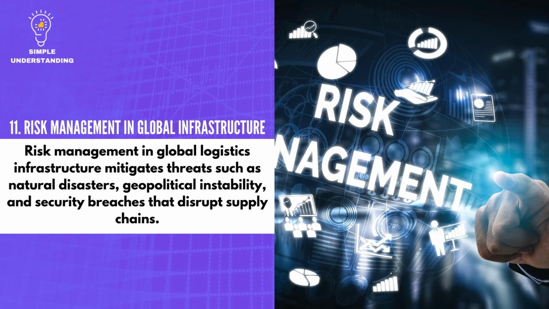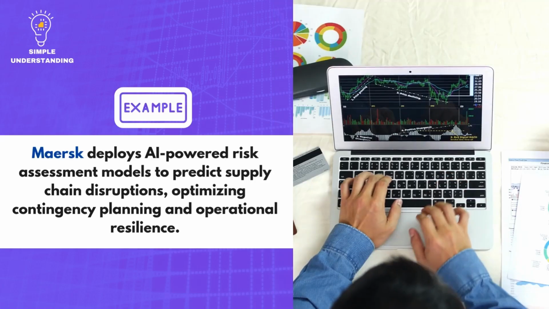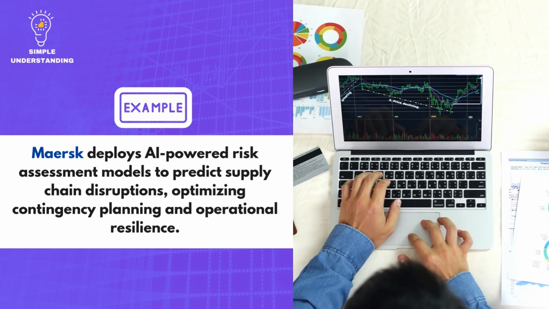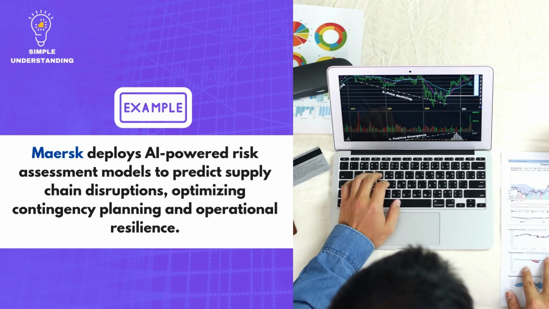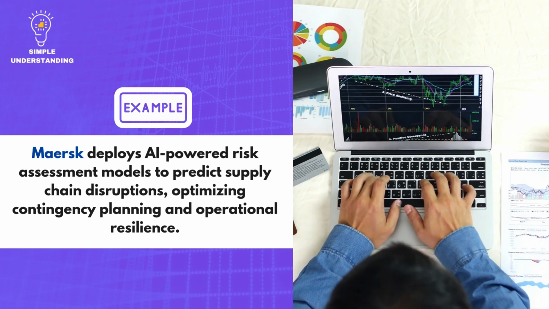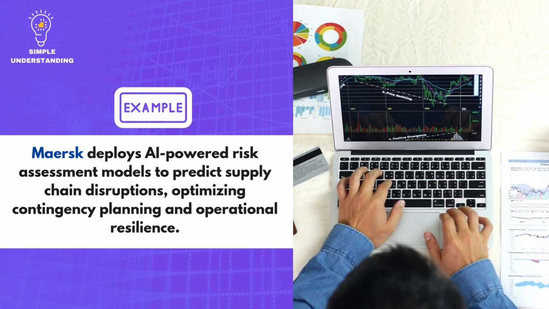Explanation. Risk management in global logistics infrastructure mitigates threats such as natural disasters, geopolitical instability, and security breaches that disrupt supply chains. Real company example. Maersk deploys AI-powered risk assessment models to predict supply chain disruptions, optimizing contingency planning and operational resilience.